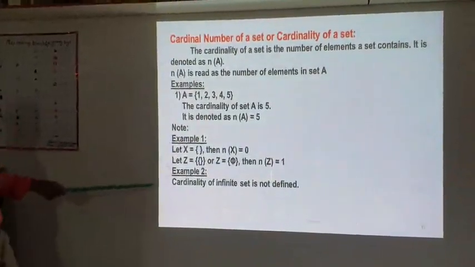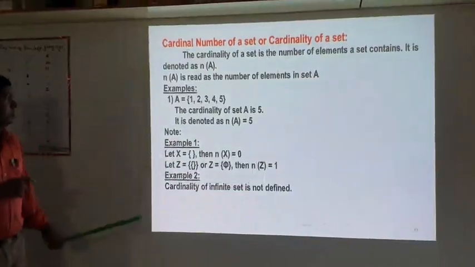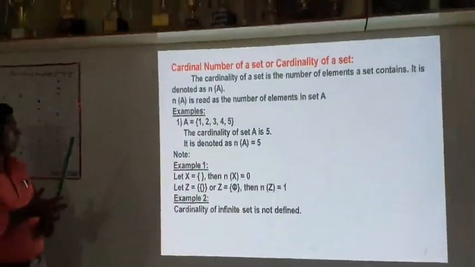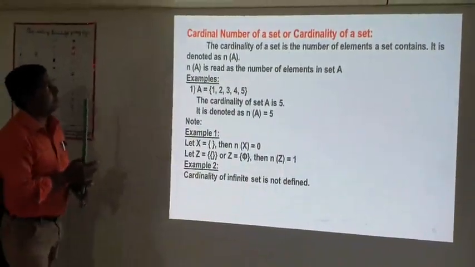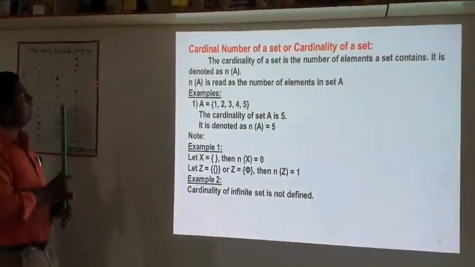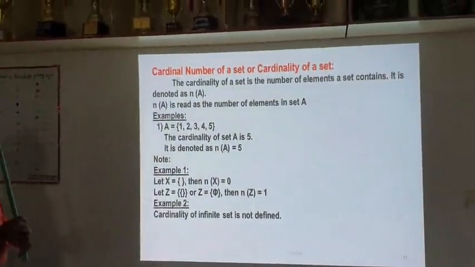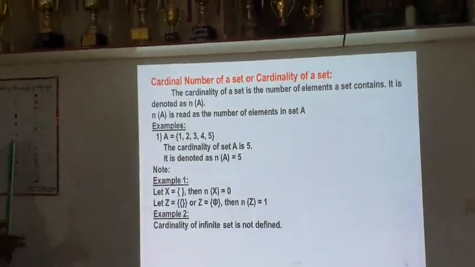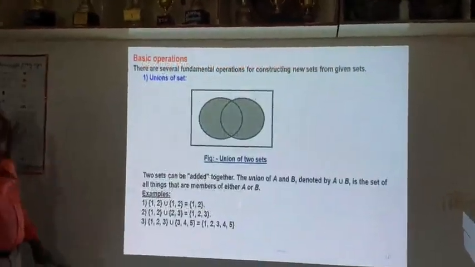See another example. The cardinality of an infinite set is not defined. It means if it is an infinite set, then there is no cardinality defined. We can find cardinality only if it is a finite set. It is a countable number of elements, then only we define the cardinality of sets.